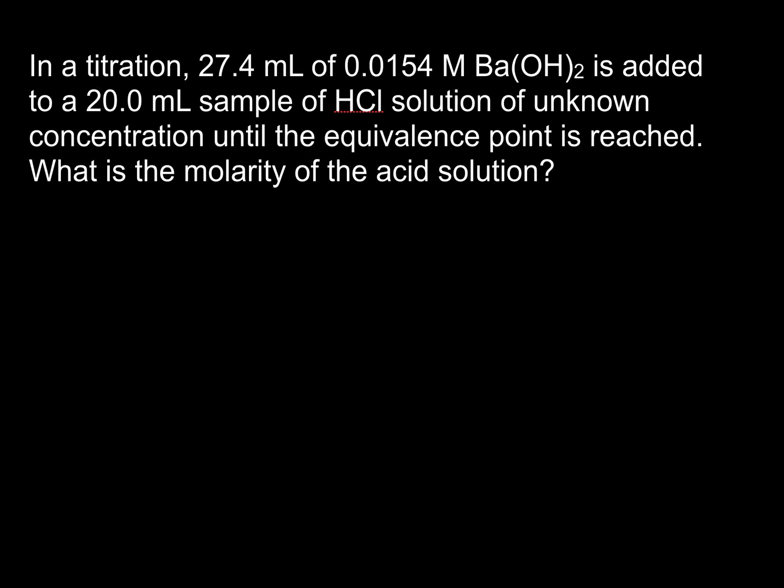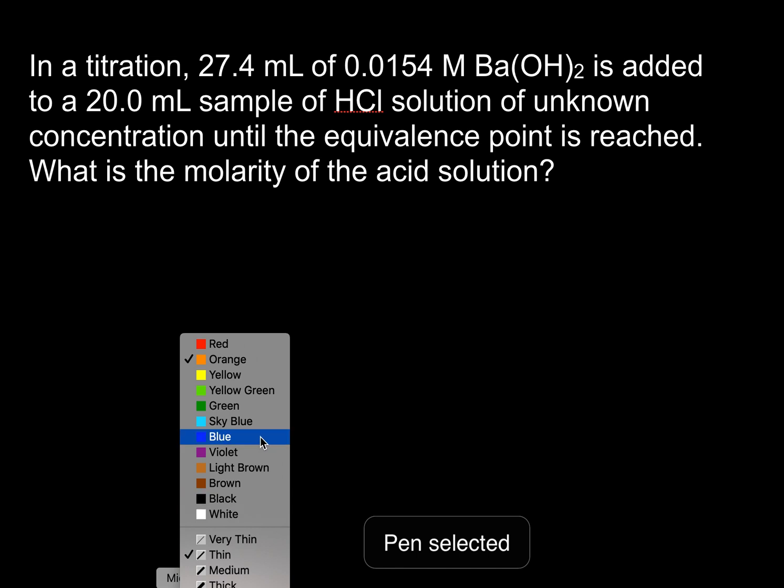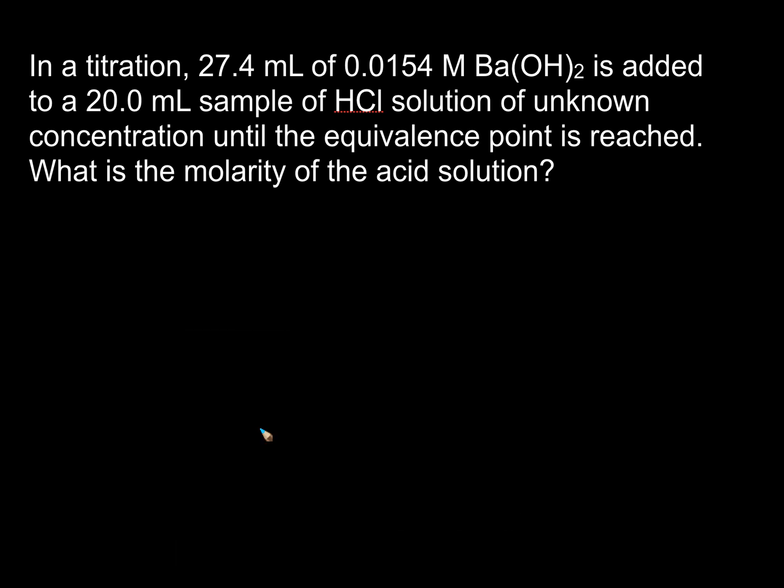Okay, so example here, it says in a titration, 27.4 milliliters of a 0.0154 molar Ba(OH)2 is added to a 20 milliliter sample of HCl of unknown concentration until the equivalence point is reached. What is the molarity of the acid solution?